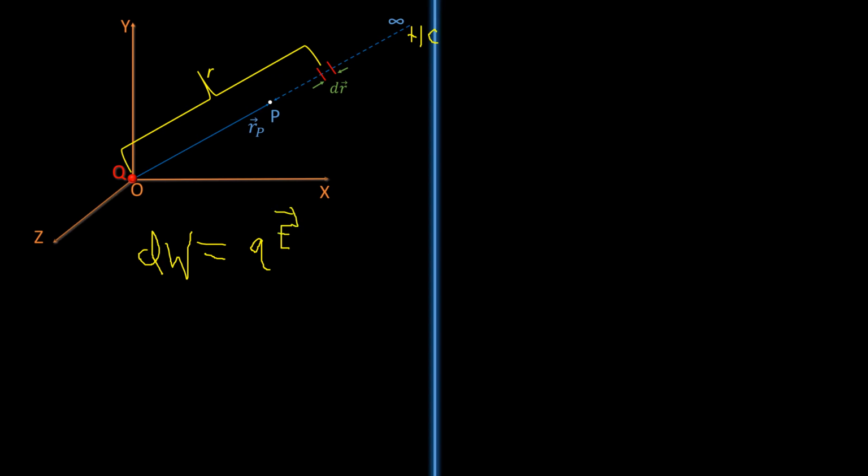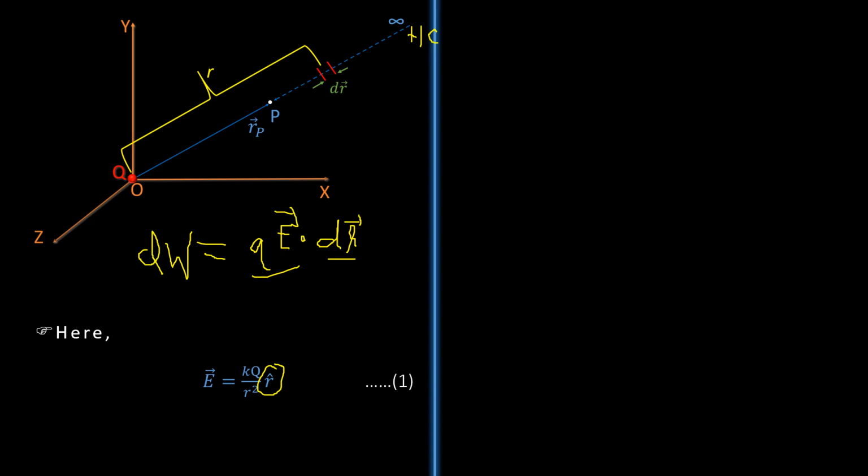Where have you chosen your dr? We have chosen our dr, a small displacement, at distance r. How much is the electric field at distance r? kQ by r square. So I think we have all the necessary values to find dW, and once we have dW, we can integrate. So what is the electric field? The electric field can be given as kQ by r square, and the unit vector r cap is indicating direction.